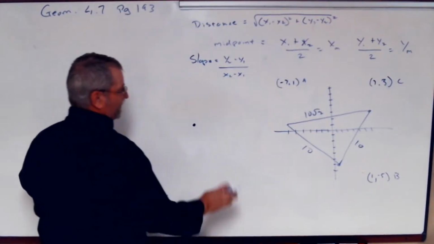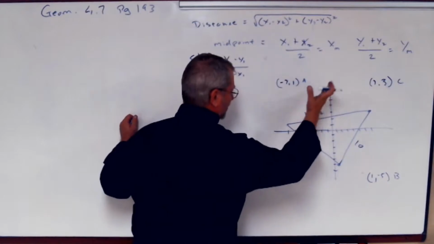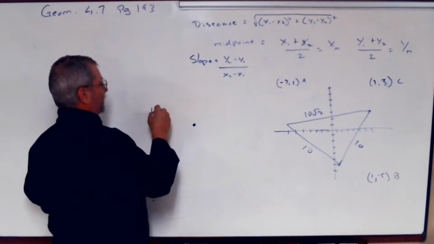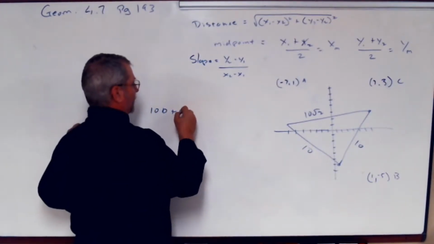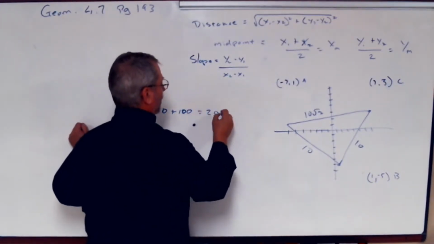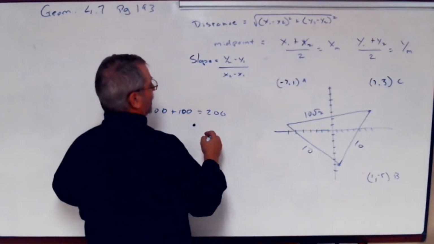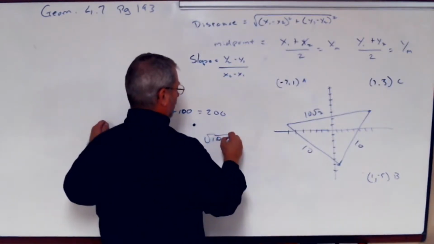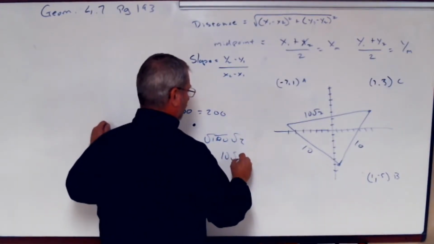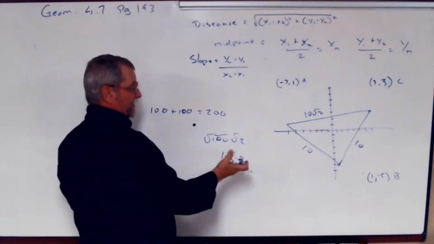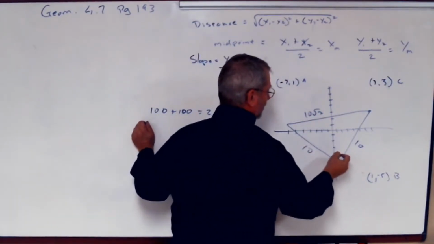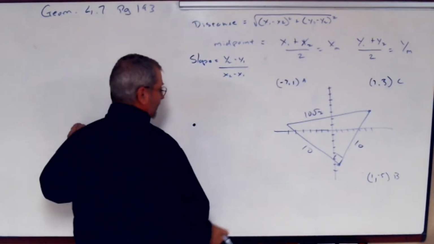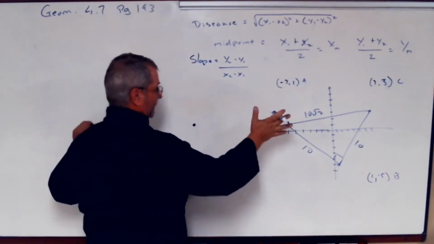Now, if I go a squared, b squared, c squared, just to see if it's a right triangle, okay, you understand what I just said? So 100 plus 100 equals 200, and the square root of 200 is square root of 100 times square root of 2, which is 10 radical 2. So since this works, a squared plus b squared equals c squared, this is a right triangle. They said to classify it as closely as possible. That's what they're asking for. This is a right triangle. Okay? It's a right triangle.